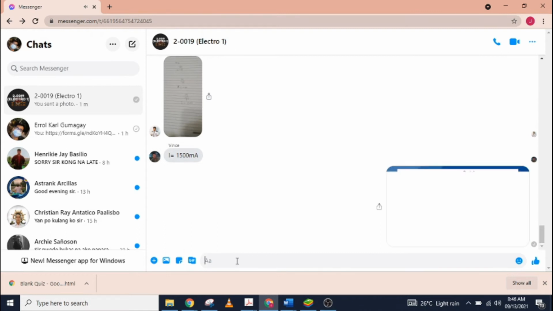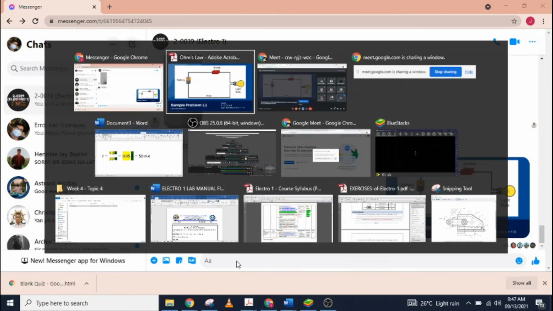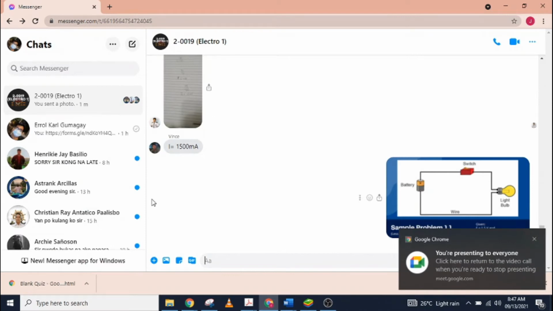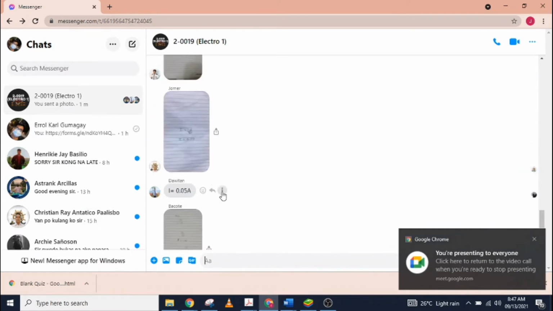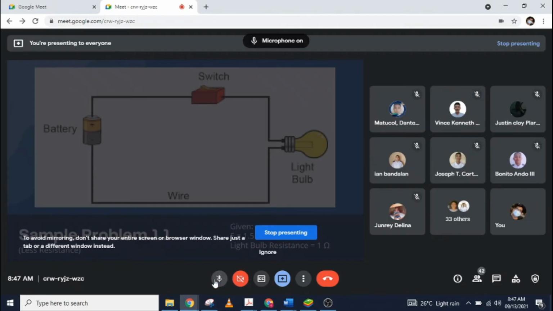Okay, we have 1,500 milliampere. Okay, sige. How about the others? It's much better, class, if you can send a photo of your solution so we can see how you came up with the right answer. Okay?